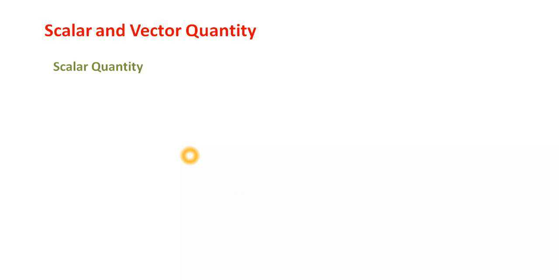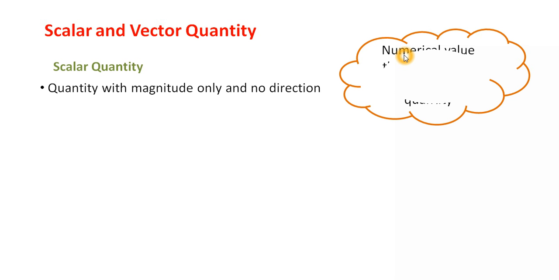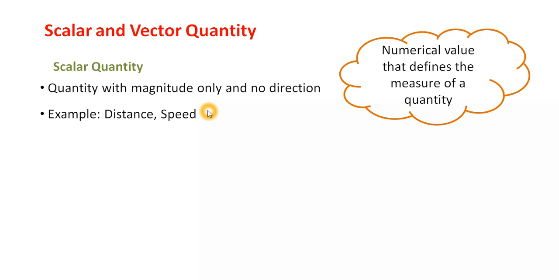A scalar quantity is a quantity with magnitude only and no direction. It means the quantity can be defined only with the help of magnitude. Now, what is magnitude? Magnitude is the numerical value that defines the measure of a quantity. It means it's some number that defines a scalar quantity. Let's take examples of scalar quantities: distance and speed.